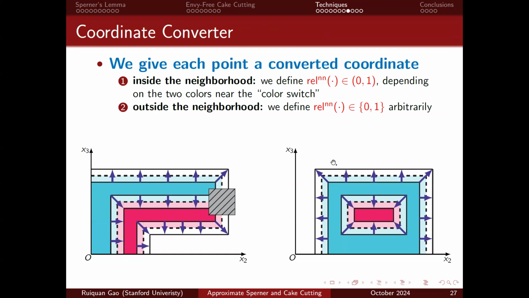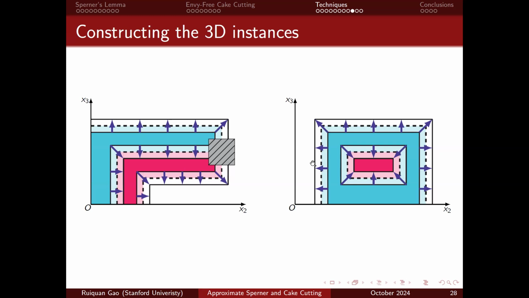Then we can continuously define converted coordinates for each point inside the neighborhood. The sources of the dark blue arrows are points with the converted coordinate of 0, and the sinks of these dark blue arrows are points with the converted coordinate of 1. Using these continuous converted coordinates and the new coordinates in the 3-dimensional instance, we have enough coordinates to put a shrunk copy of the base 2-dimensional hard instance on top of each neighborhood.